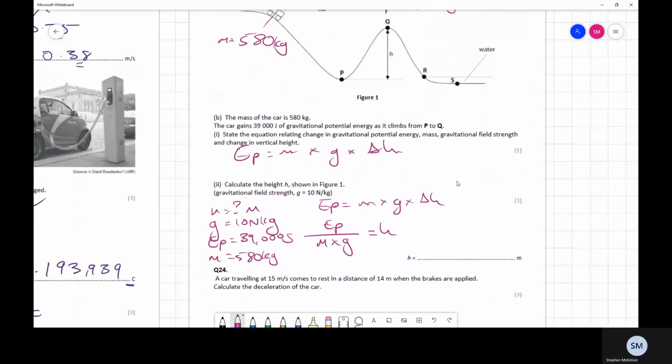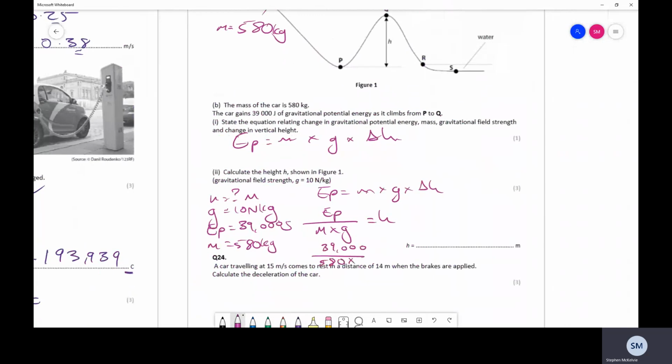39,000 divided by the mass, which is 580, multiplied by gravity, which is 10, is equal to the height. Pop that into my equation. A over b, 39,000 divided by a over b, and then we do 580 times 10 is equal to 6.72. 6.72 is my answer. You can leave it at 6.7 if you want to, because it was lots and lots of whole numbers.